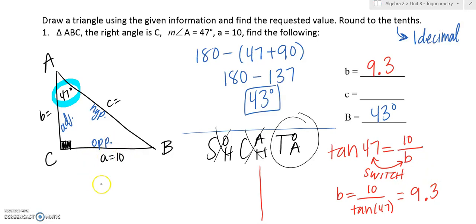So right now I was given side A. I just found side B. I'm looking for that last side, side C. I'm going to use the Pythagorean theorem. So just a reminder, Pythagorean theorem is a squared plus b squared is equal to c squared.